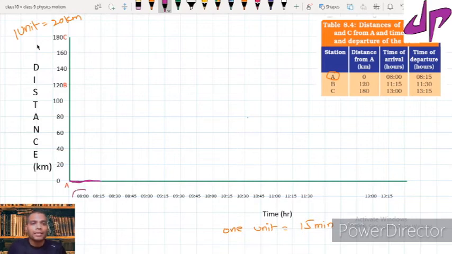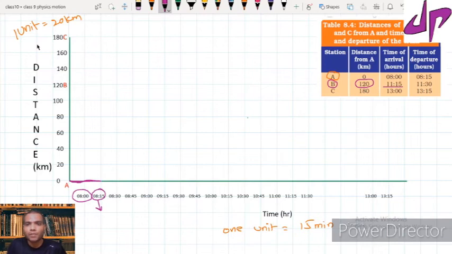So at 8 it arrived, and at 8:15 it departs. We need to represent that as a straight line since the train does not move at all from station A. Now at 8:15 it started to move and it reaches station B at 11:15. Station B is at 120 kilometers and it reached station B at 11:15.